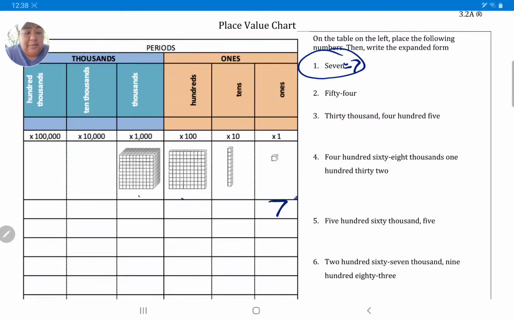And look, I'm going to expand it. You see that times 1? I'm going to write down 7 times 1. And you know what your times table is, 7 times 1 equals 7 ones. So that's what you're going to do. So I expanded it. Okay? Now, I'm going to go to number 2. I have the word 54. So I'm going to give you some time to think of where you would put that number on this place value chart.